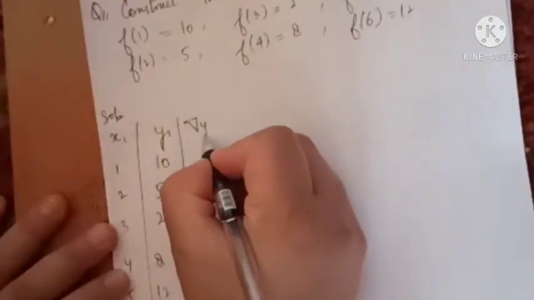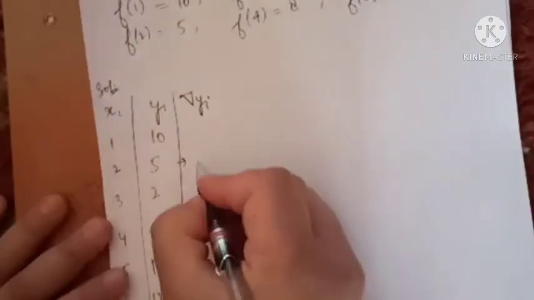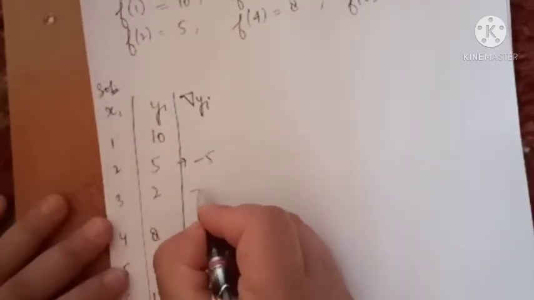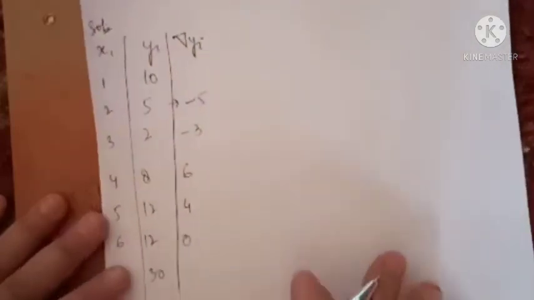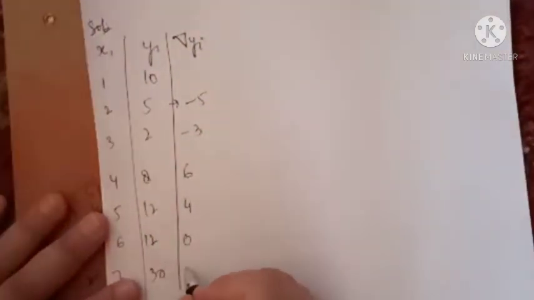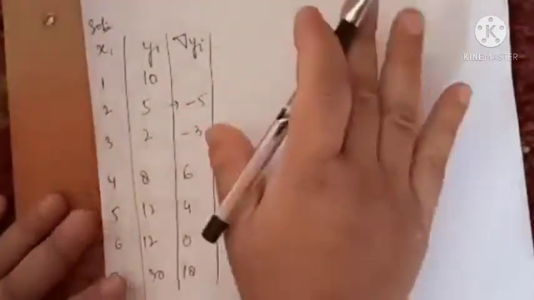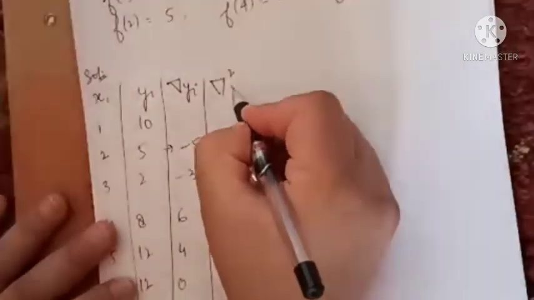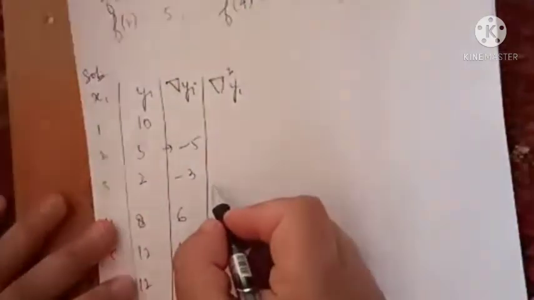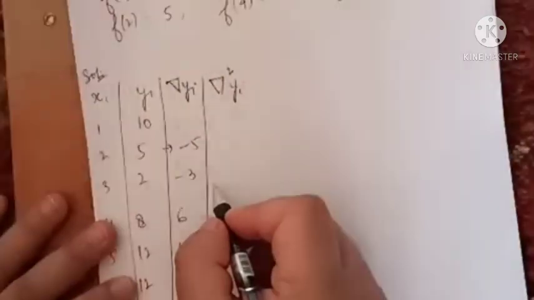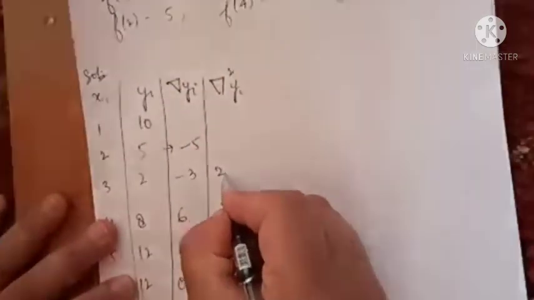Now the first operator, this will be a minus 5, minus 3, 6, 4, 0, 12 minus 12 is 0, 30 minus 12 is 18. Second order, minus 3 minus minus 5, that means minus 3 plus 5, that will be a 2, a 9, a minus 2, minus 4, 18.